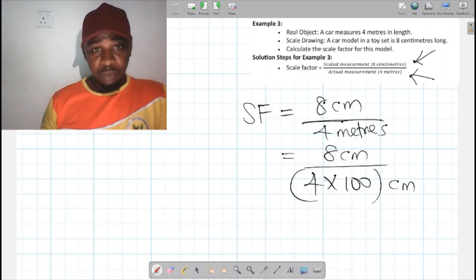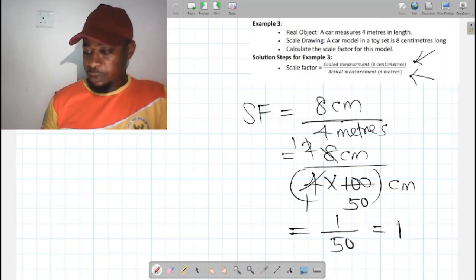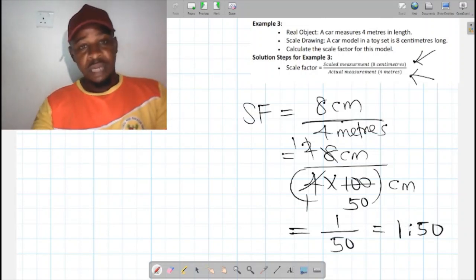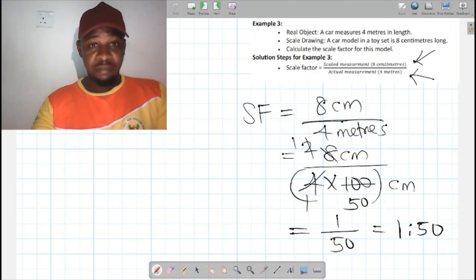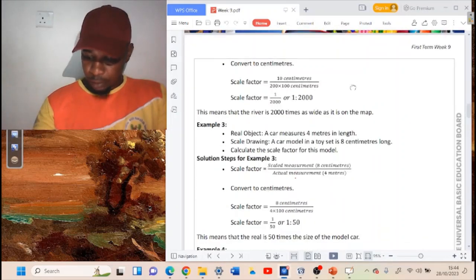So we can divide with common factors. 4 divides here 1, 4 divides here 2, 2 divides here 1, 2 divides here 50. And now in the numerator we have 1, and in the denominator we have 50. Now our scale factor will be 1 to 50. And what that means is that the actual car is 50 times bigger than that toy car that children are playing with. Let's see if we are correct. Yes, of course we are.